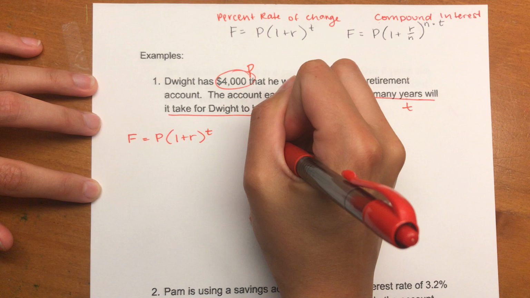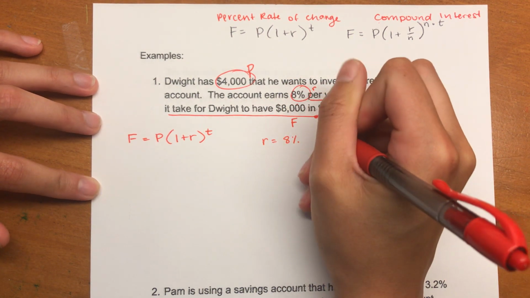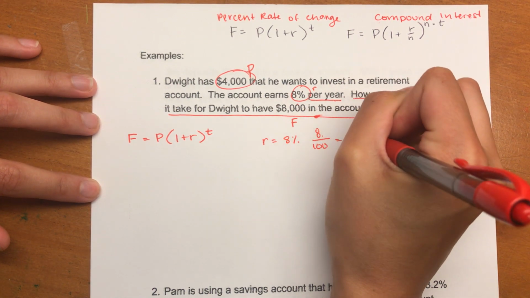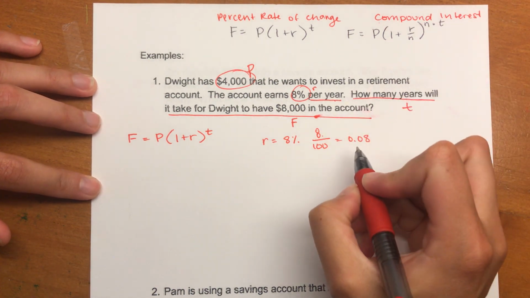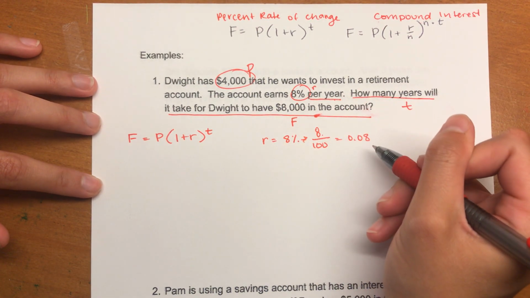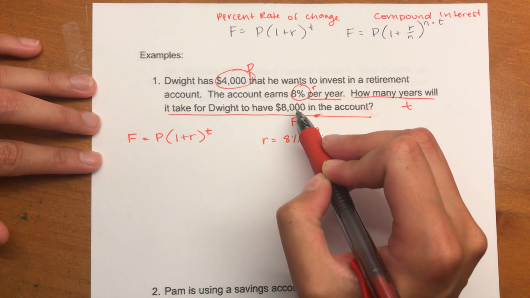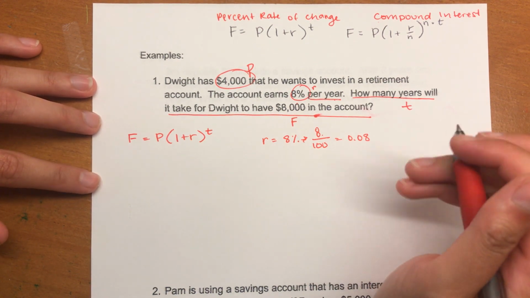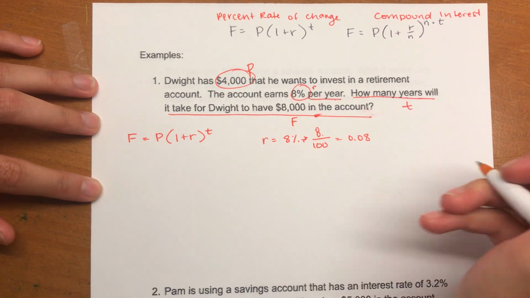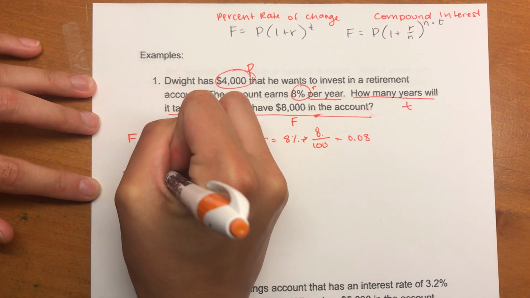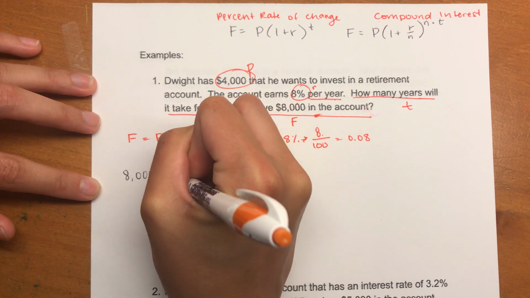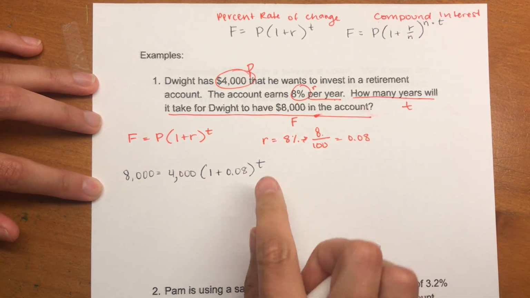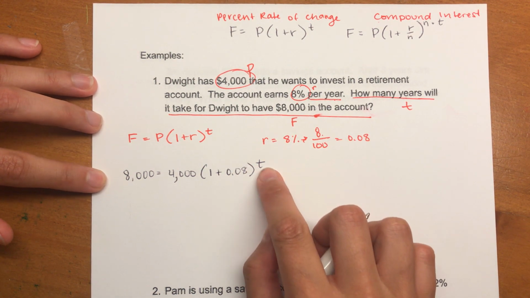And remember, our rate, if it's 8%, we need to divide 8 by 100 to get 0.08. So our rate is 0.08. Our P is 4,000. Our F is 8,000. And t is going to be the number of years, so we're going to need to solve for t. Let me substitute everything in. We have 8,000 equals 4,000 times 1 plus 0.08, all to the t. Now we don't know what t is, so I'm going to leave t there.